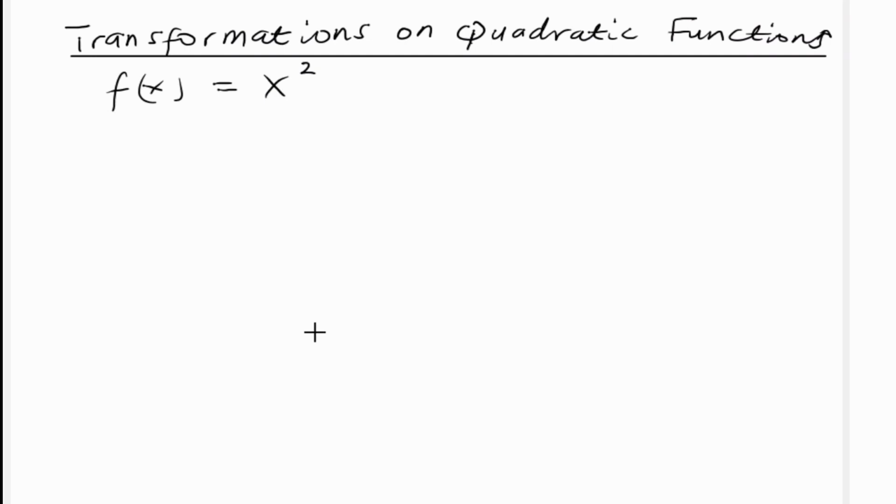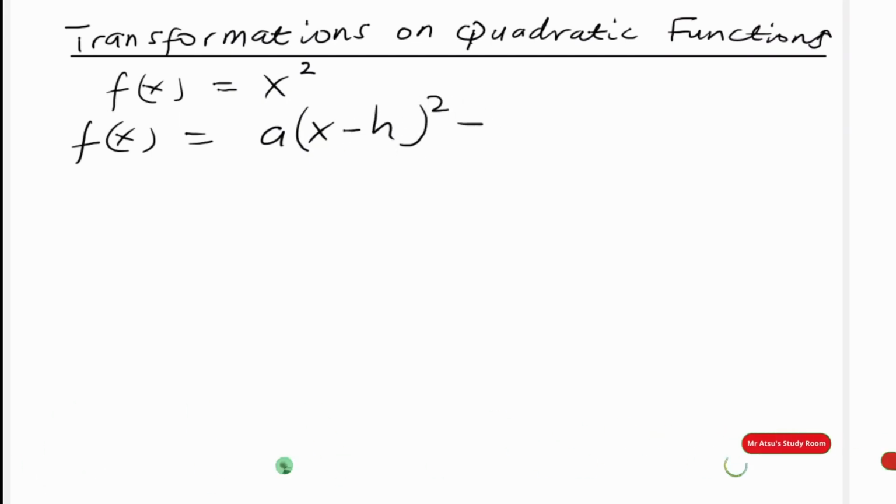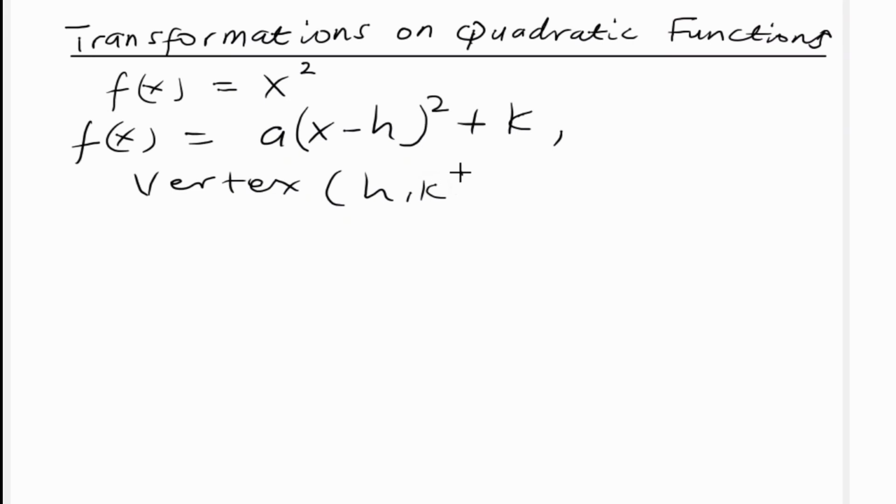For us to be able to tell the transformation on a quadratic function, it must be written in vertex form if it is not graphed. And someone may ask, what is the vertex form of a quadratic function? The vertex form of a quadratic function is f of x equals a times parenthesis x minus h all squared plus k, where h, k are the coordinates of the vertex. That is, the vertex is h comma k.